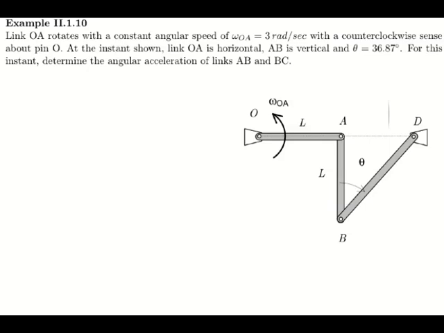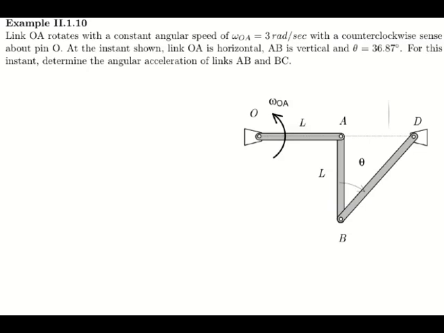In this example, we're looking at a mechanism made up of three links, OA, AB, and BD. OA is pinned to ground at O, BD is pinned to ground at D, and link AB serves as a coupler between links OA and BD. We're given that link OA has a constant angular speed of 3 radians per second, rotating counterclockwise. For the position when theta is 36.87 degrees, we want to find the angular acceleration of links AB and BD.